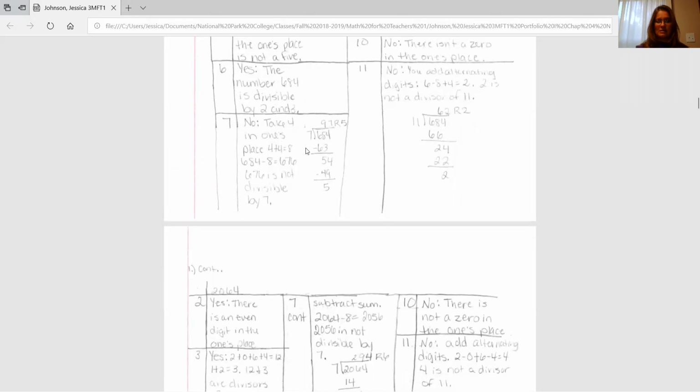The 7's test: you take the last digit, double it, and subtract it from the original number. If the result is divisible by 7, the whole number is divisible by 7. And 684 is not divisible by 7. I worked out the problem here. 4 plus 4 equals 8. 684 minus 8 equals 676. Since 676 is not divisible by 7, 684 is not divisible by 7. And I went ahead and did long division to show you that you'll get a remainder.